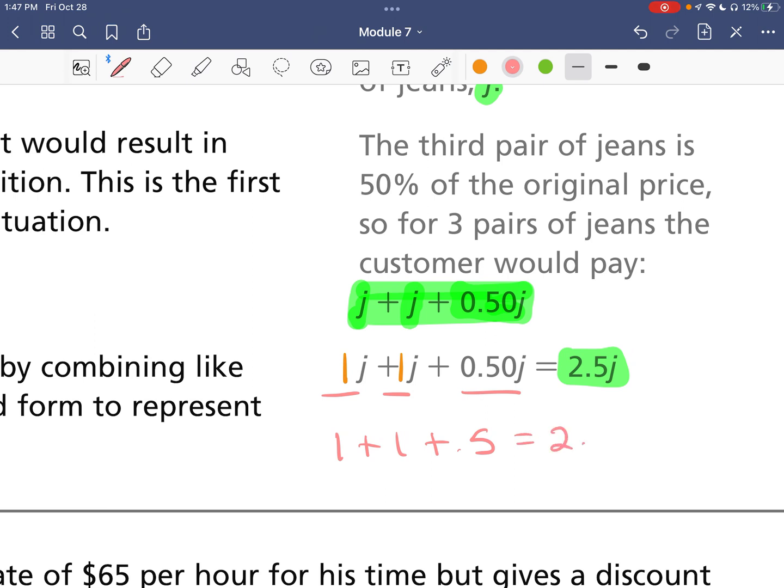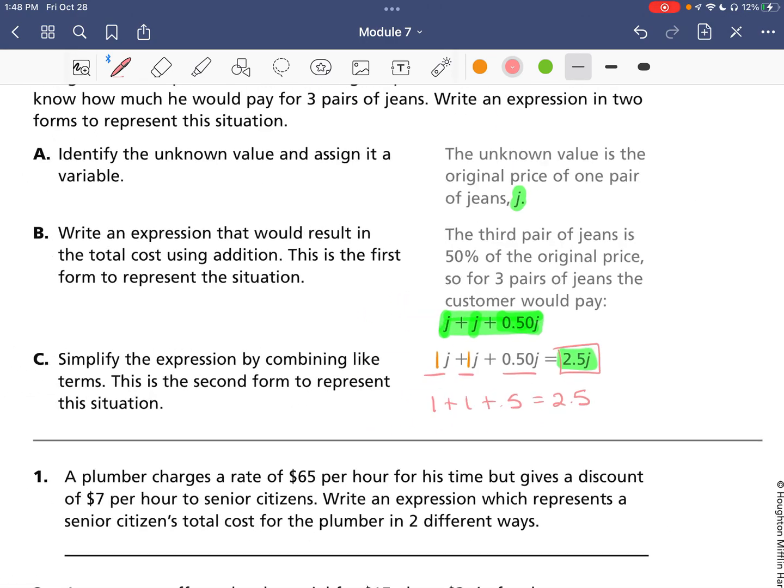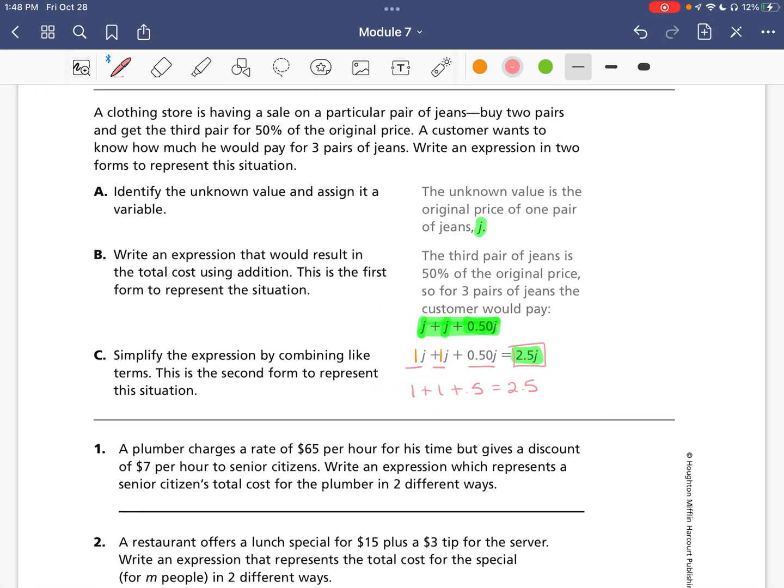we would get 2.5. And then we have to make sure we bring our variable along. So that'll get us 2.5J. So what's in the green there are the 2 answers that they're looking for. Until you know the value of your jeans, of J, you cannot simplify those any further.